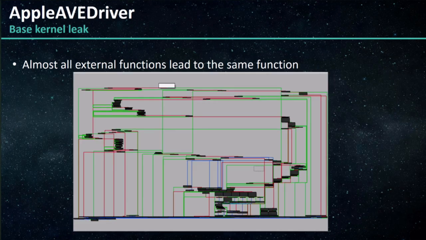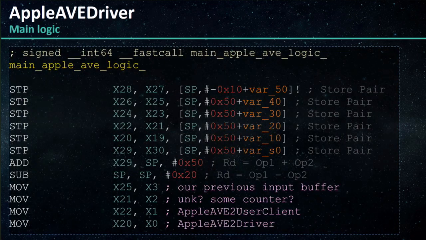So that's how the main logic looks. Really unpleasant if you have to do a quick reverse engineering. Nevertheless, I had to reverse engineer it to understand what's going on. So let's quickly brief it. The driver is put into X20. The user client, the communication channel of the user, is put into X22. Something which we are not exactly sure what is put into X21. And X25 is our input buffer.